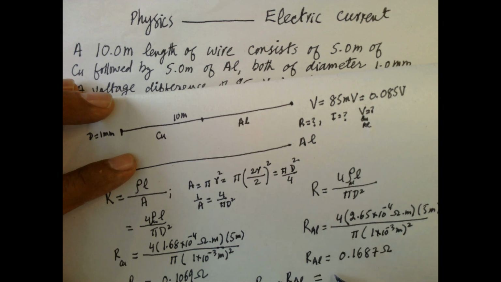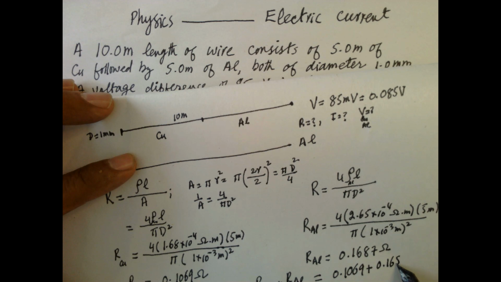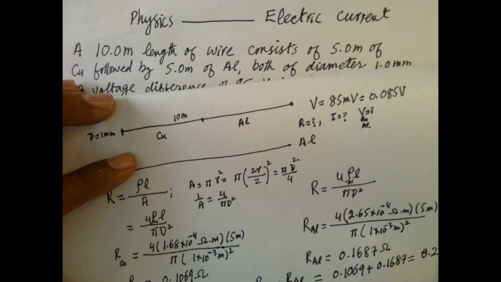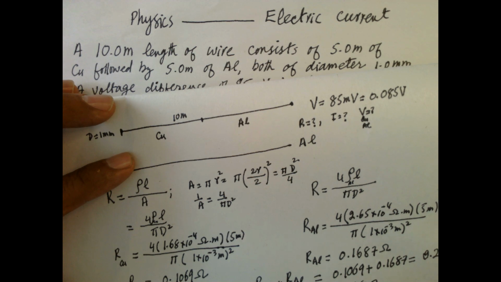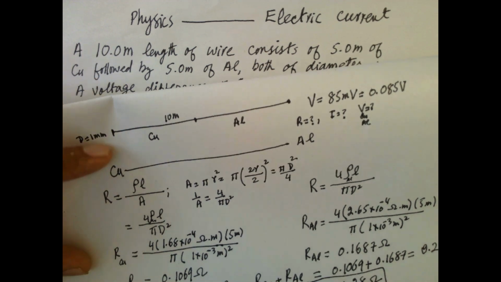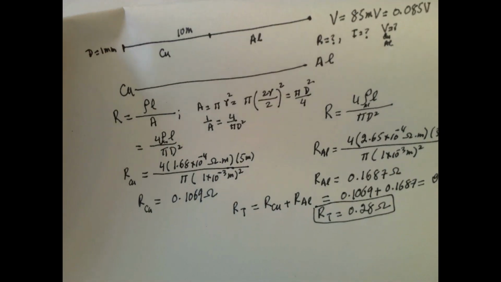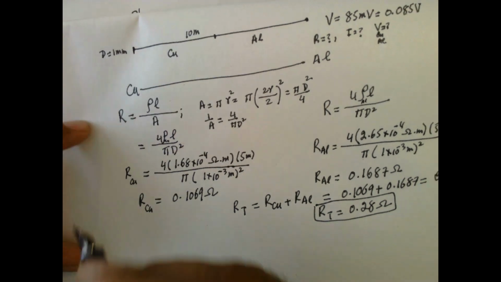So this is equal to 0.1069 plus 0.1687, and this is equal to 0.2756. So our total is approximately equal to 0.28 ohm. So this is the resistance. So this is part A.